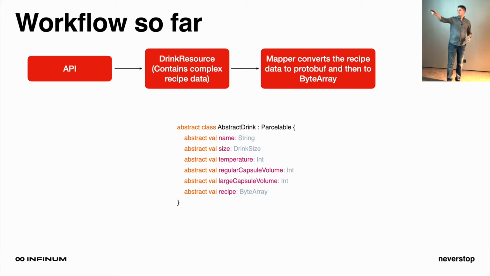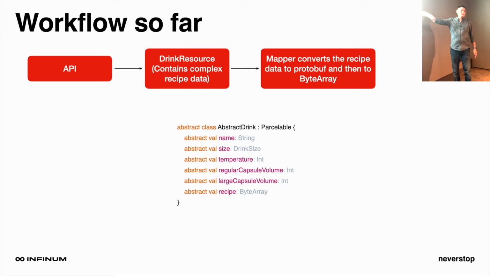And I hope you can read this. I hope it's not too small. But as you can see here, the last variable in this abstract drink class is a recipe. And it's a byte array. And that's what I did. So this is my domain object, drink. I work with that object in the application. And I use this byte array to brew the coffee when the brew button is pressed.